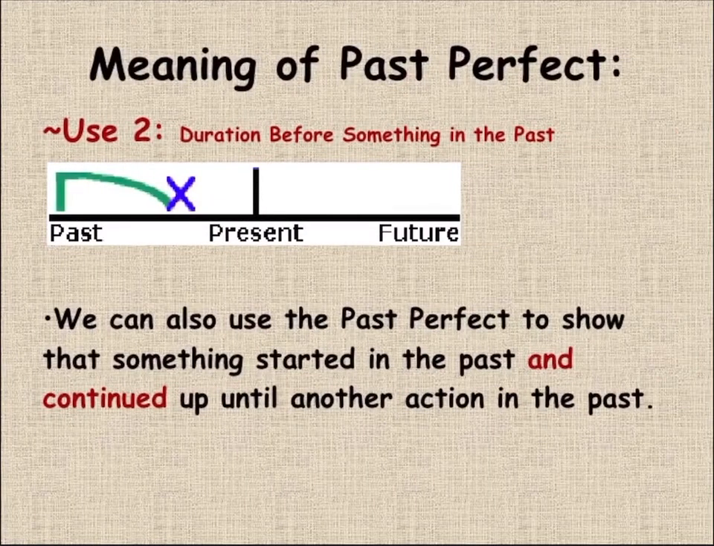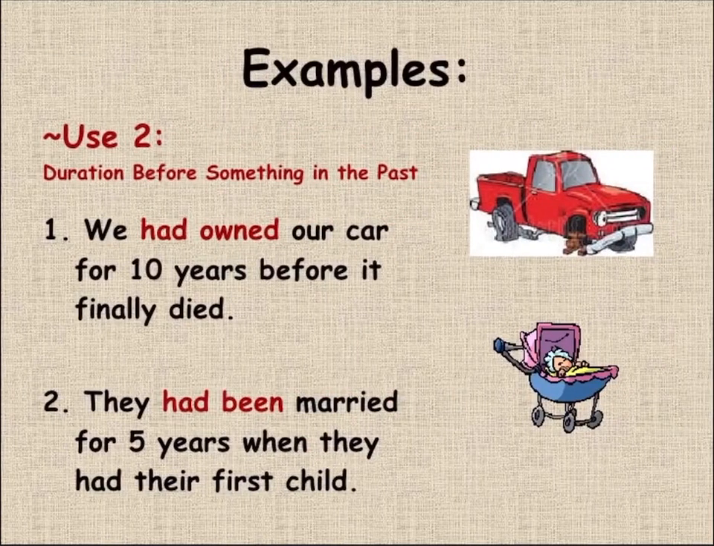Meaning of the past perfect. Use 2. Duration before something in the past. We can also use the past perfect to show that something started in the past and continued up until another action in the past.